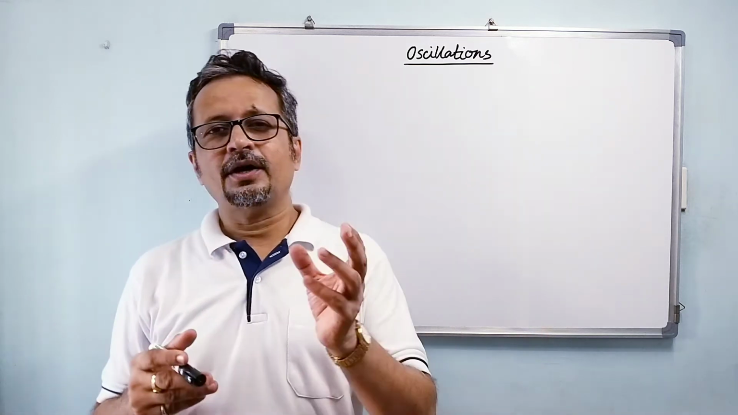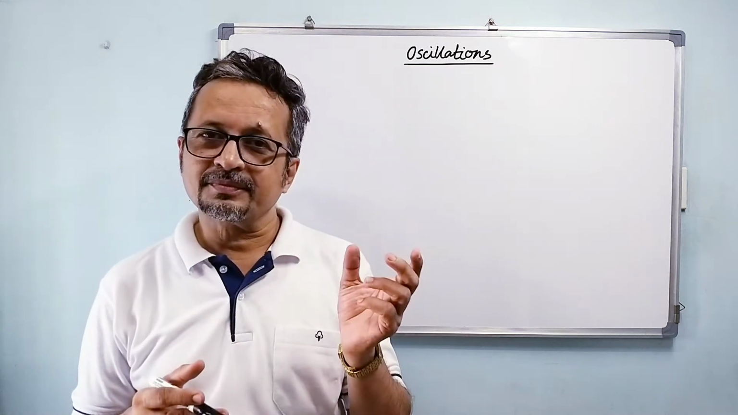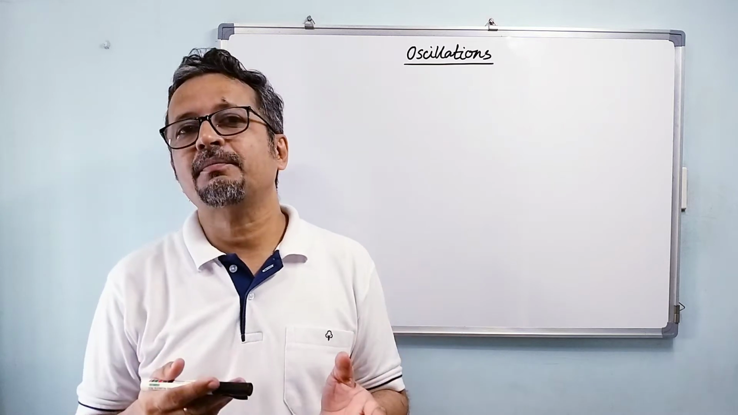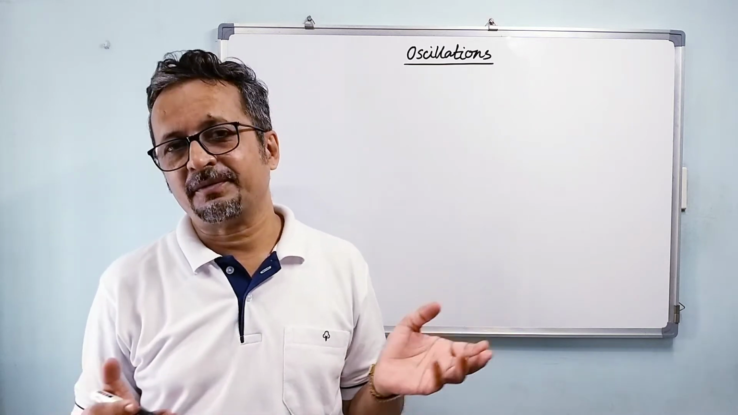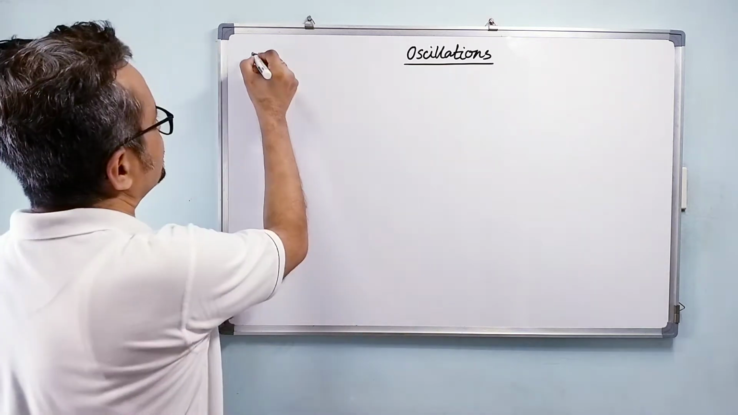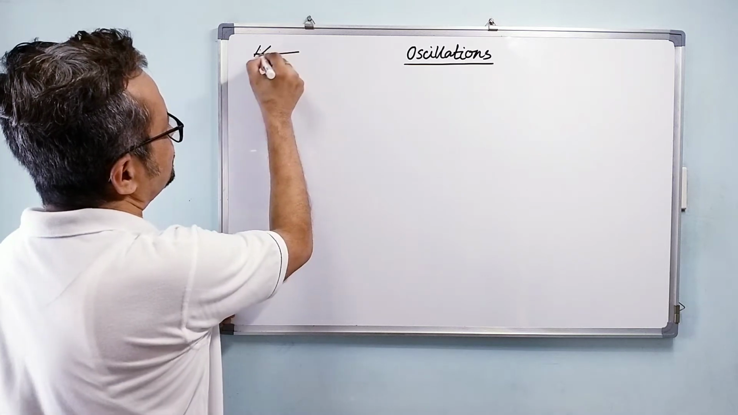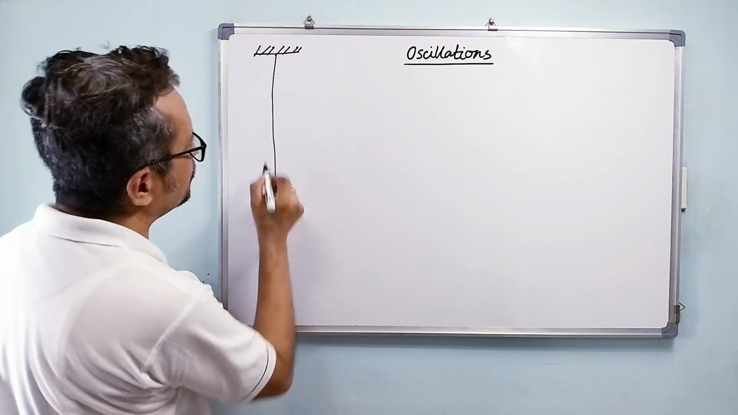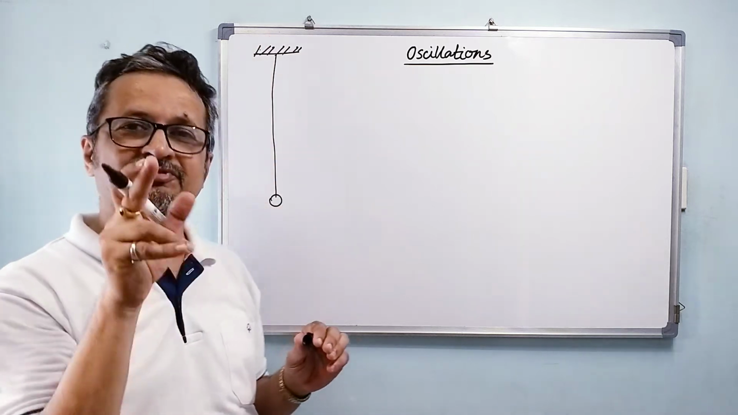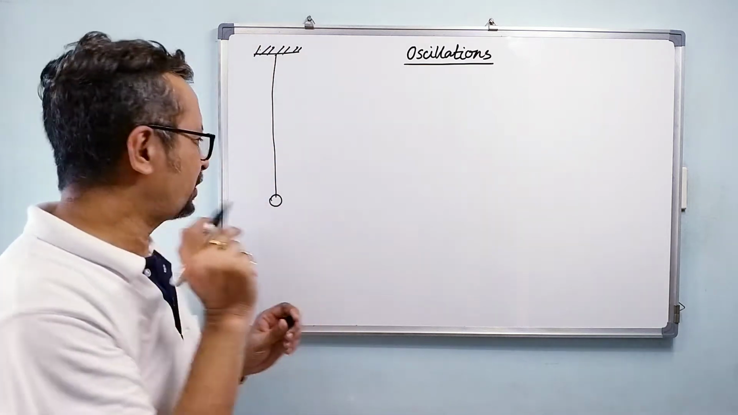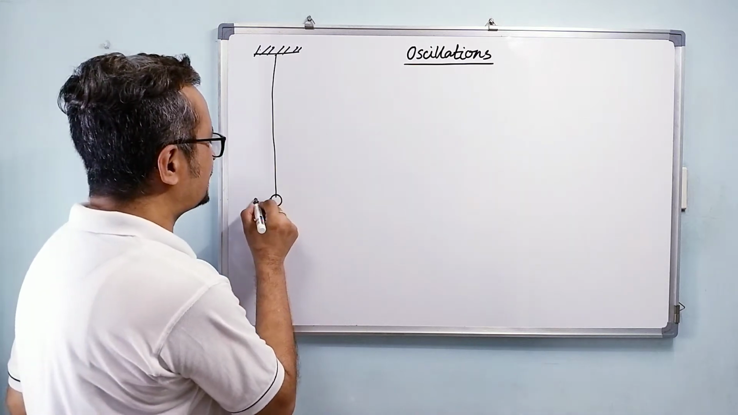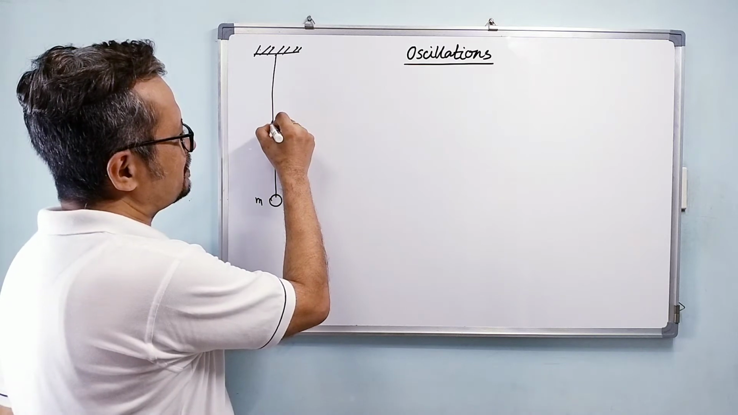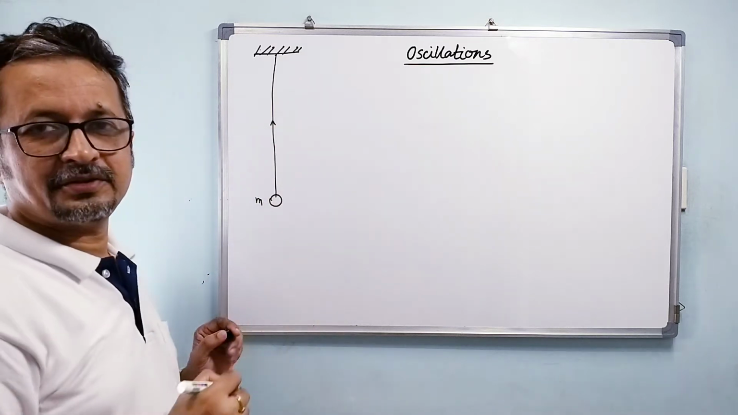Number one is the bob is heavy, and when we say heavy, it is heavy compared to the mass of the string. I have this fixed or rigid support here, and this pendulum is over here. Now this string, even if it doesn't look straight, it is straight. This is the bob of mass m. There is some tension in the string here.